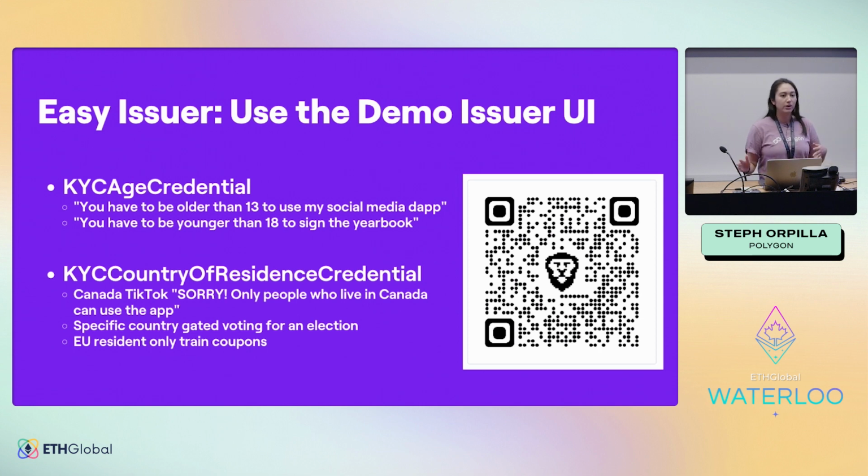So some things you could check with an age credential, or sample use cases, are: are you older than 13? A lot of social media sites like TikTok and Instagram and BeReal, the first thing they do when you log into their app is they say, add your birthday, you have to be over 13. So that could be a cool use case for a Dapp as well if you're creating a social Dapp. Or maybe you're creating a Dapp that's just for kids and you say you have to be younger than 18 in order to sign the yearbook or post a message. So you're making sure you don't get creepy adults.